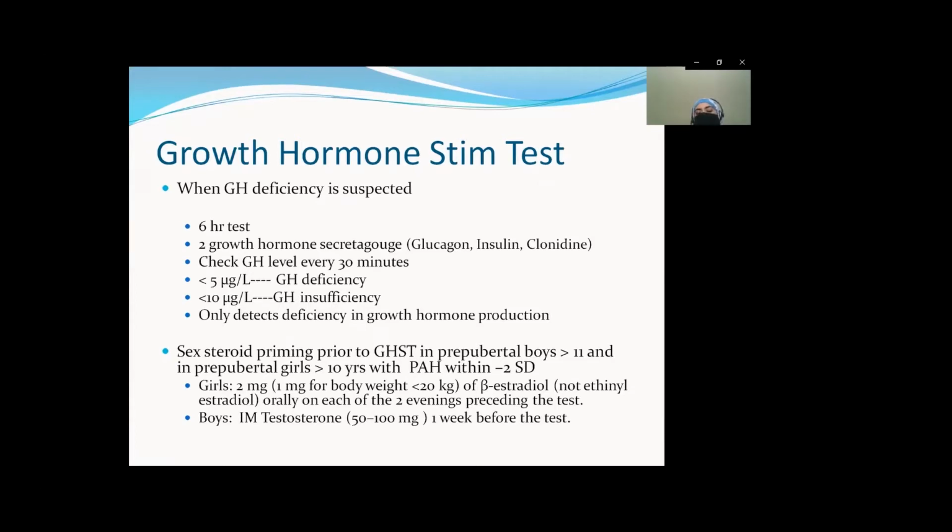You also have to keep in mind that it may only detect the deficiency in growth hormone production. It does not really look at the neurosecretory defects. Also, children who are in the pubertal age but are not showing any signs of puberty should have sex steroid priming before their growth hormone stimulation test is done to avoid any false negative.